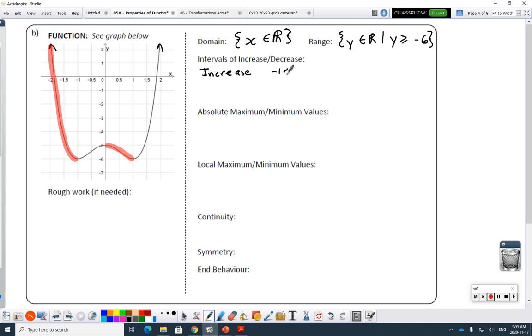Between -1 and 0, and then for x greater than 1. And then it decreases for x less than -1, and then between 0 and 1.